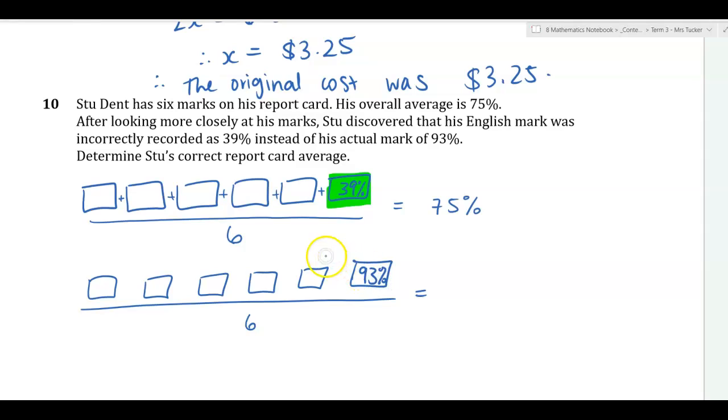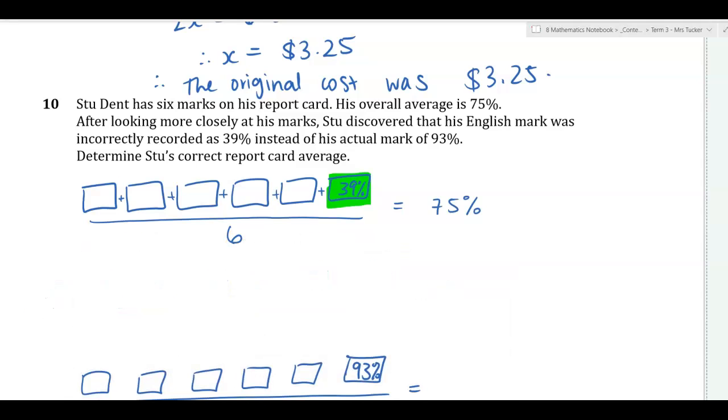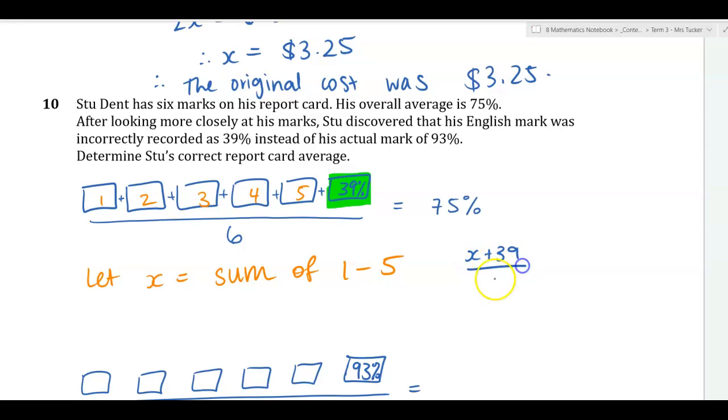All right. What we need to do is figure out, well, what is the new average? So, all of these 5 results here, 1 plus 2 plus 3 plus 4 plus 5, I'm going to let the sum be x. The sum of results 1 to 5 is going to be x. So we could have an equation now where we've got x plus 39%. So his first 5 results added together is x, plus his English result, divided by 6 equals 75%.